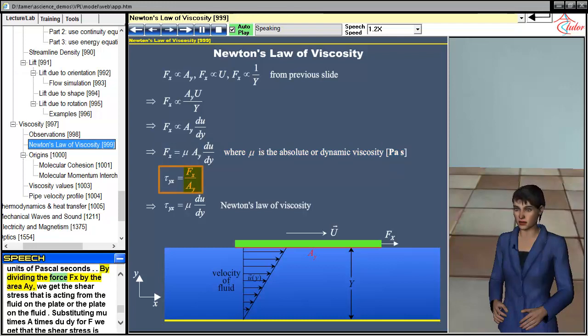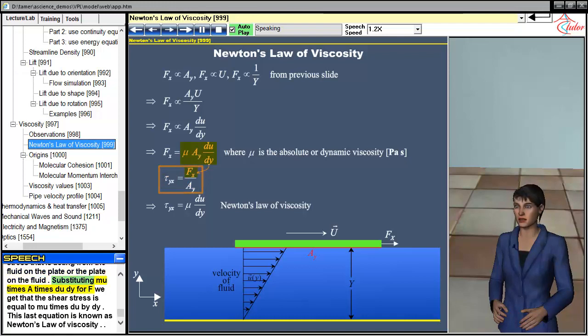By dividing the force Fx by the area Ay, we get the shear stress that is acting from the fluid on the plate or the plate on the fluid. Substituting mu times A times du by dy for F, we get that the shear stress is equal to mu times du by dy. This last equation is known as Newton's law of viscosity.